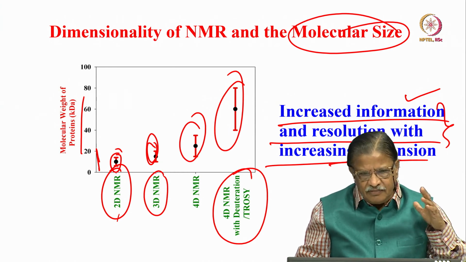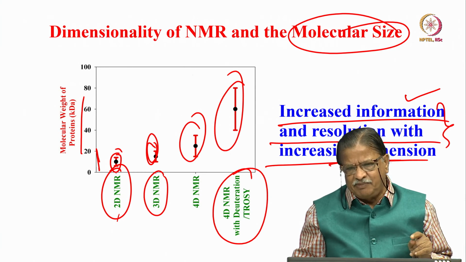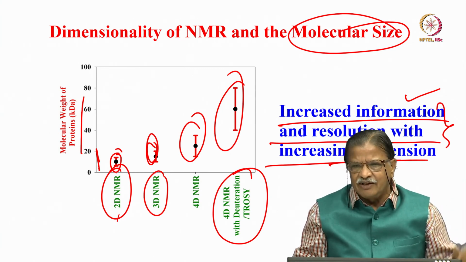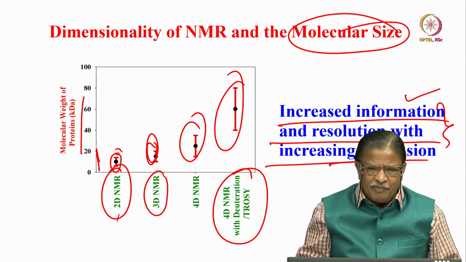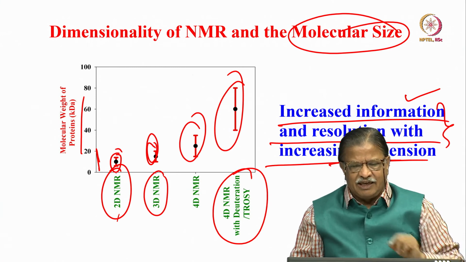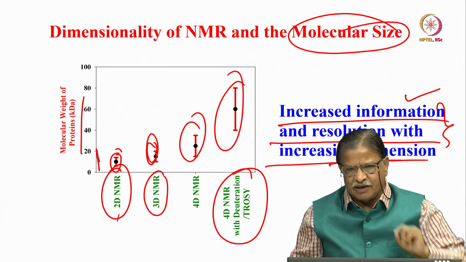And nowadays there are n number of such multi-dimensional experiments, both homonuclear and heteronuclear, designed by various workers in the field. In one dimensional NMR, I said, you apply a pulse and collect the signal in one time domain, you do the Fourier transformation, and you get a one dimensional spectrum.